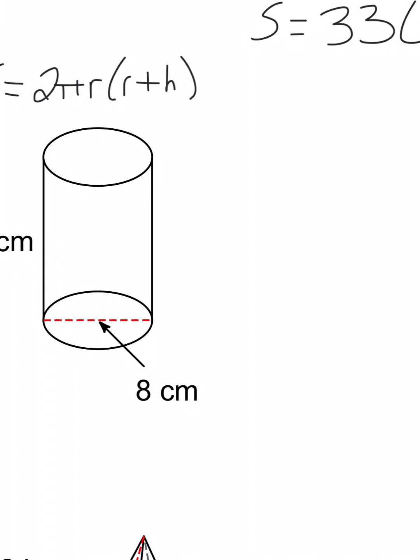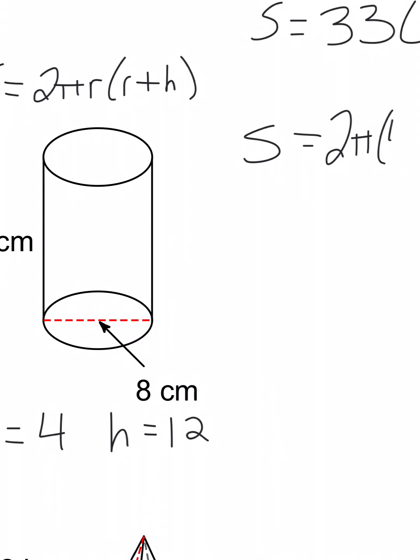Yep. So what are the two things that we need to know off of this? Radius and height. What is the radius? 4. And the height is? 12. Okay. What's tricky when you only have two things to plug in? Sometimes we plug them in for the wrong part. Okay, so make sure you plug them in the correct spots.